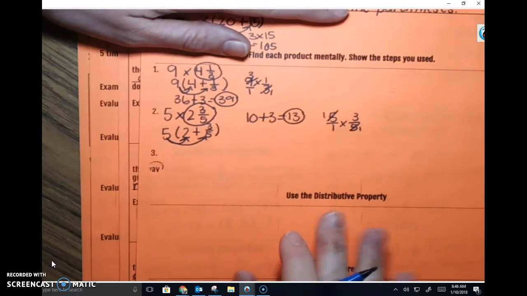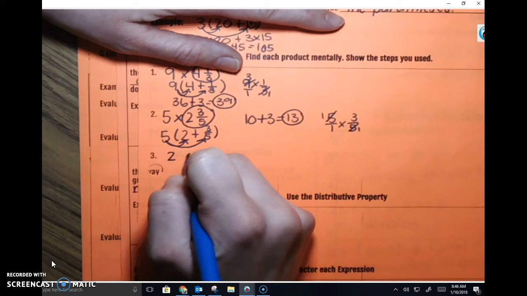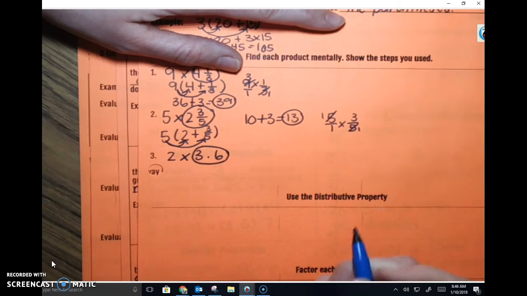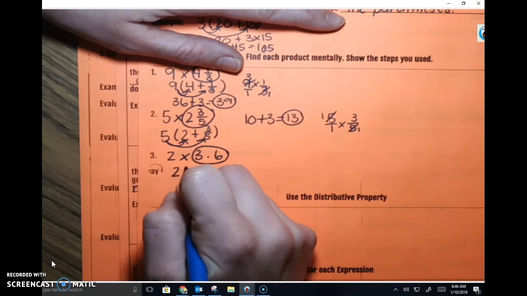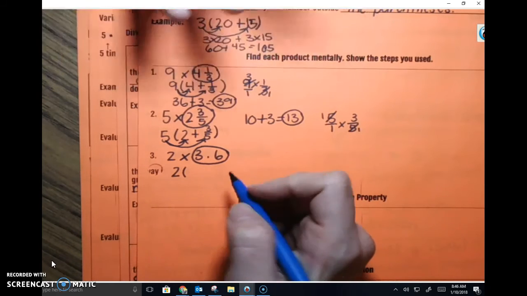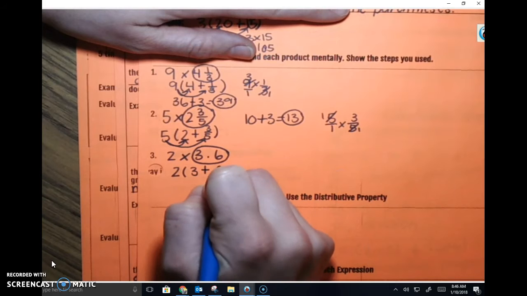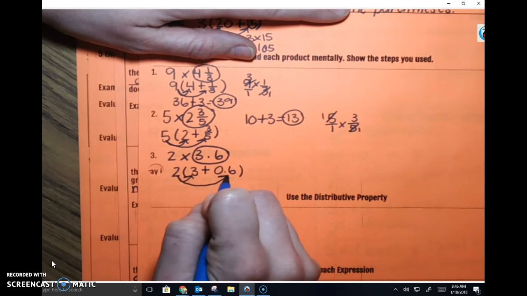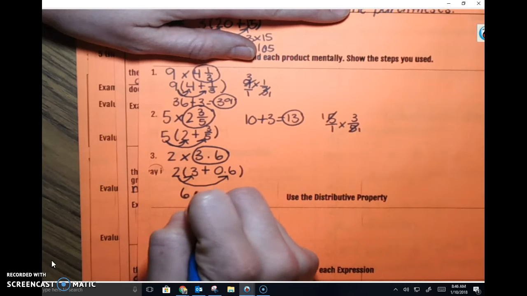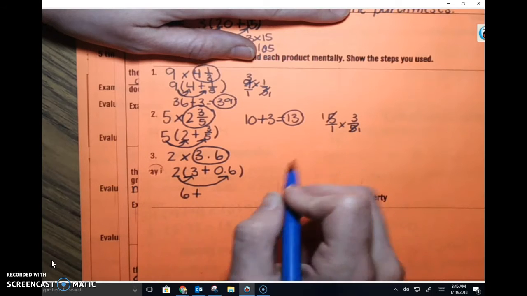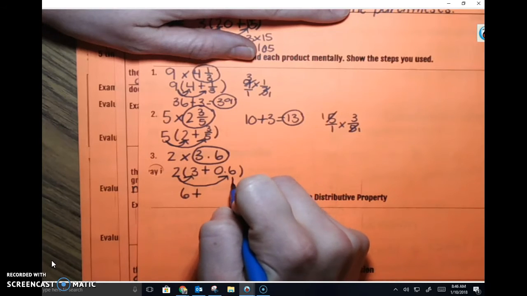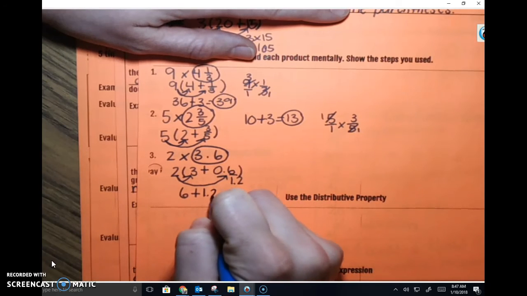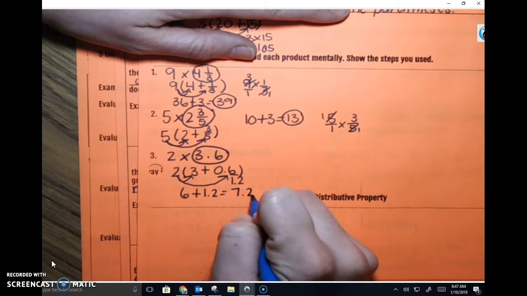And our last one on this section, we're going to do 2 times 3.6. So we're going to separate 3.6 into 2 easy parts. So we have 2 times, or not times, but in parentheses, 3 plus 0.6. Now we're going to multiply it. 2 times 3 is 6. 2 times 6, we have 12, but there's 1 decimal place, so we have to put it right there in the middle. So we have 1.2, which is 7.2.